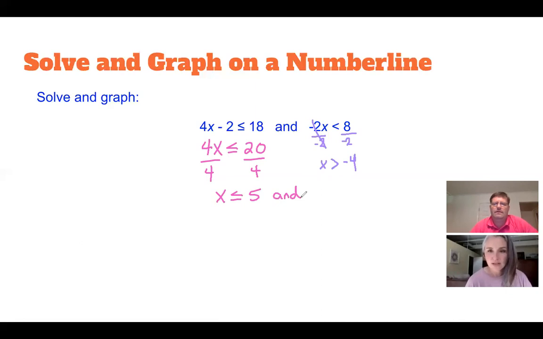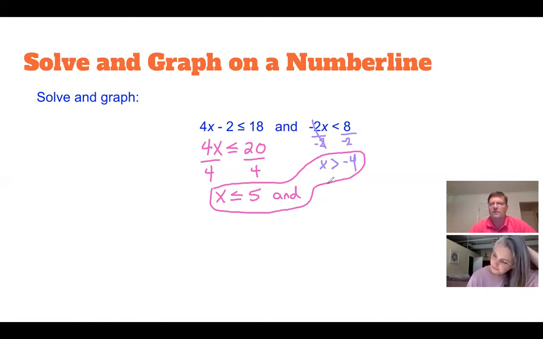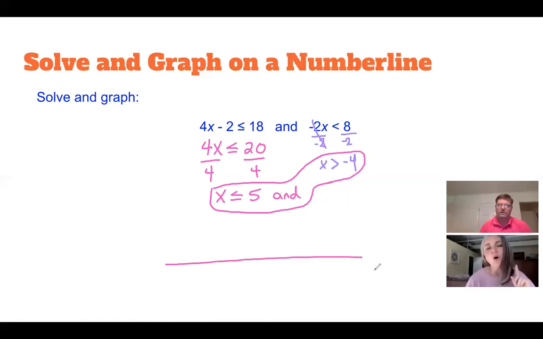Okay, so I ended up with our answer: x is less than 5 and x is greater than -4. So I need to satisfy both of these. So you want to do our number line thing again? Yep. We're looking for only numbers that are at the same time less than or equal to 5 and greater than -4.